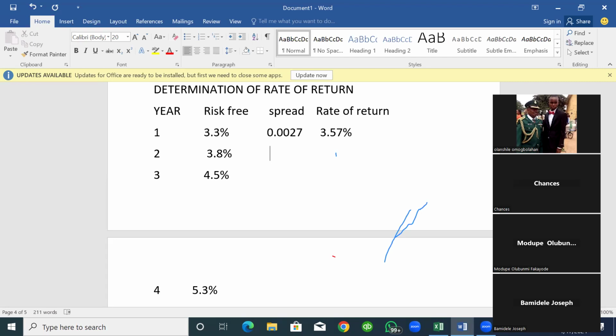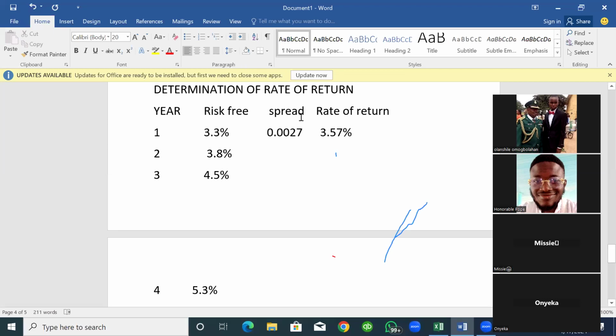I think it's correct. No, this is not correct. You need to convert 3.3 to percentage first. Now you convert the spread to percentage and add it to the risk free, or you change the risk free. See, that spread, we have gotten the real value. So in order to add it with the risk free, we need to get the real value of the risk free too before we can add it. So the person is not adding like that, that's why they are getting a different figure.